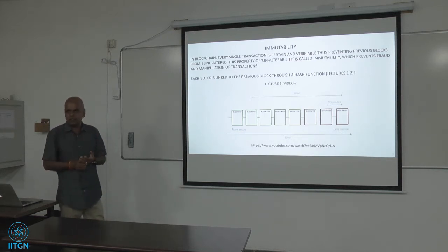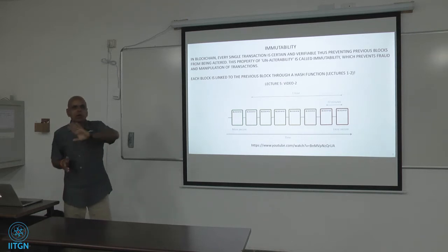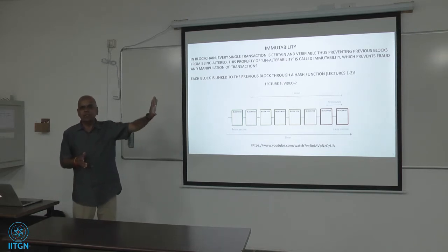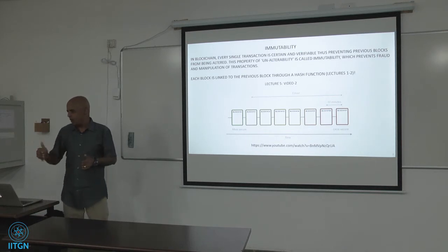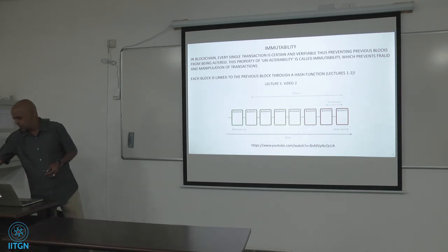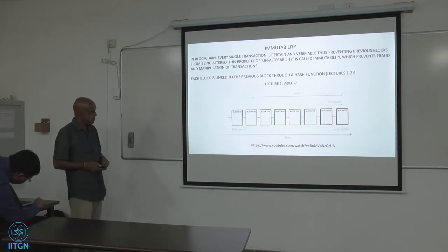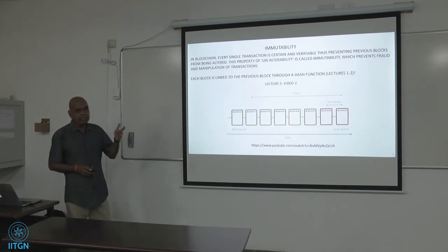As I said in lectures before, it is a pain in the neck or almost impossible to change something which is long in the past in the blockchain, because every succeeding block changes, and you have to compute again all the hashes and everything else. So each block is linked to the previous block through a hash function. We talked about that in lectures 1 and 2, right? Do you recall that? All of you?